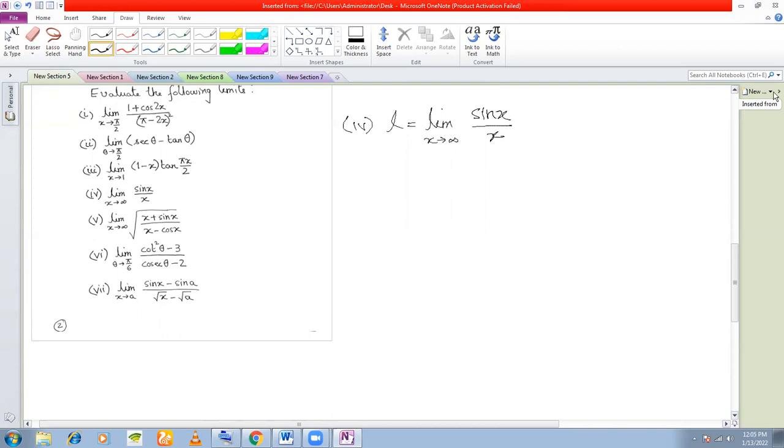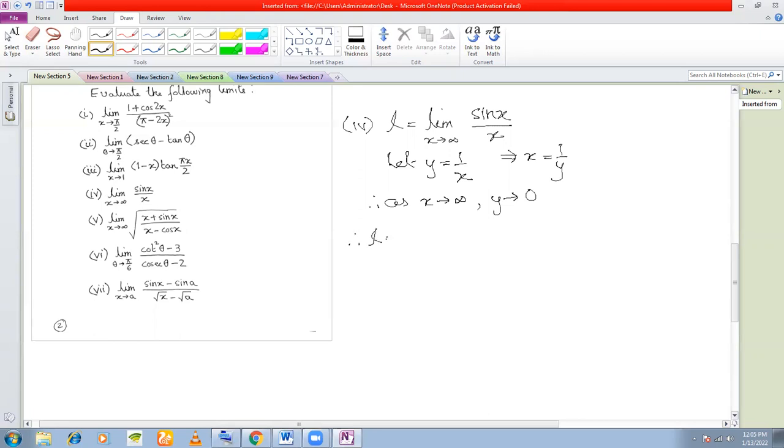Because limit x tends to infinity. In the formula we had limit x tends to 0. Here I have limit x tends to infinity. That is why I cannot write this as 1. So what I do is I try to change the variable and try to get something by y tends to 0. So I say let y is equal to 1 by x. Okay, so that means x must be equal to 1 by y. Therefore, as x tends to infinity, y will tend to 0.